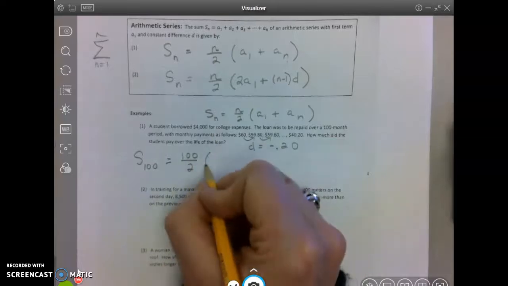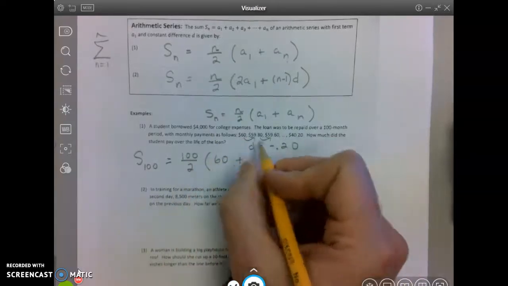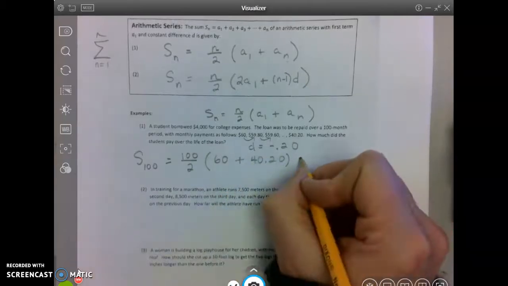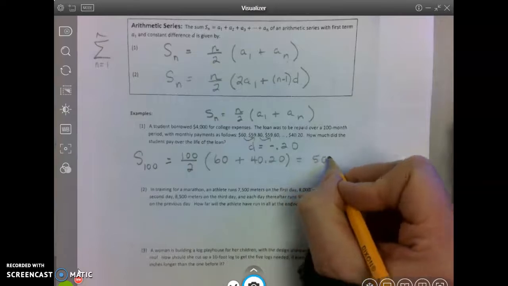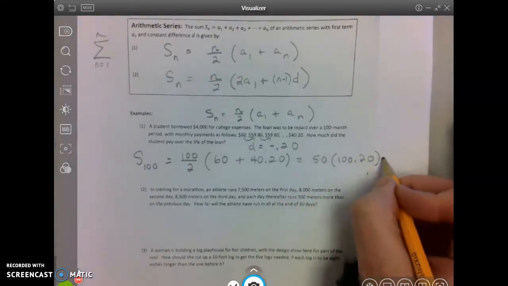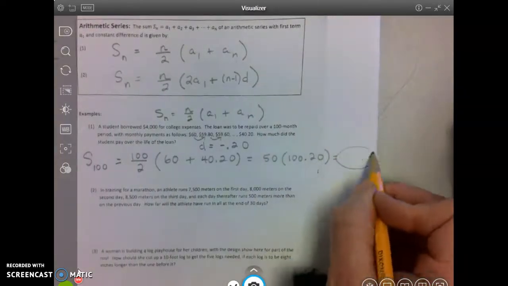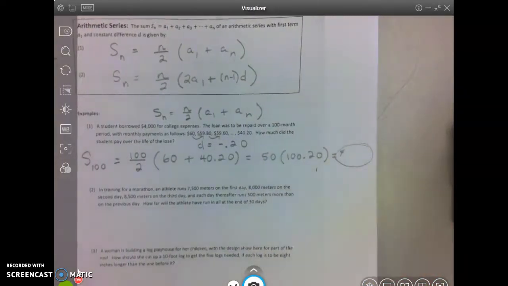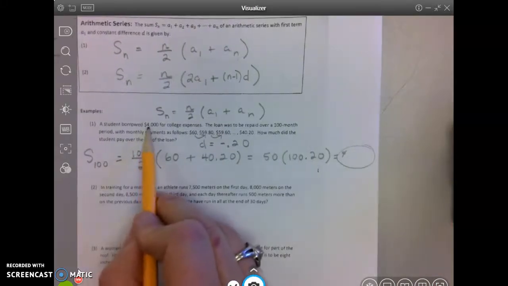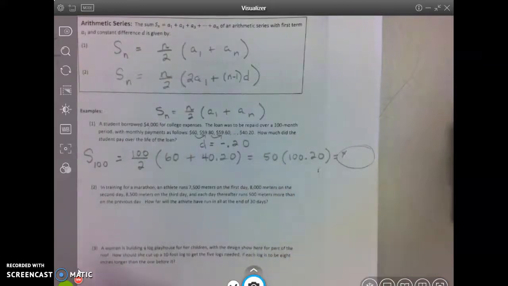100 divided by 2. The first term or first payment is 60. The last term or last payment is $40.20. So that's going to give me 50 times 100.20. I'll go ahead and put that in my calculator and I'll get an answer. And that's how much is going to be paid over the life of the loan. As you can see, you pay a lot more than $4,000. So you're going to put that in your calculator and get your total.